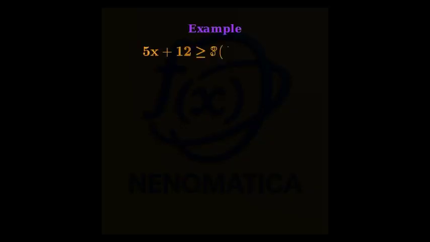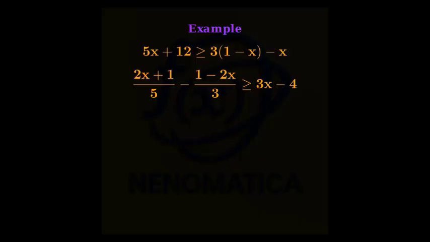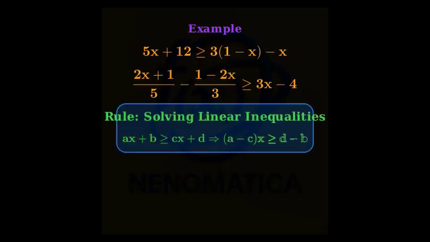Example: we will solve the system of linear inequalities step by step, mirroring the structure exactly as shown, and finish by intersecting the solution sets. Step 1. Use the linear inequality rule to isolate x. Then transform the first inequality line by line.